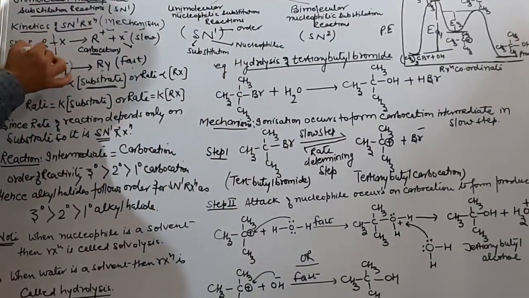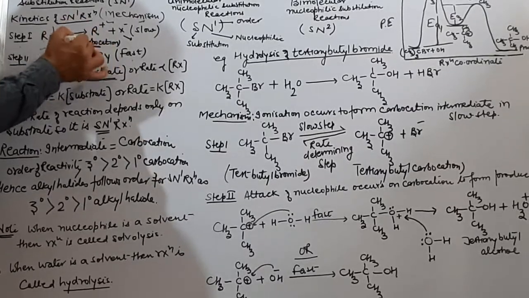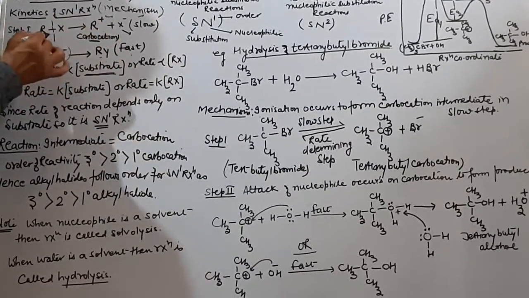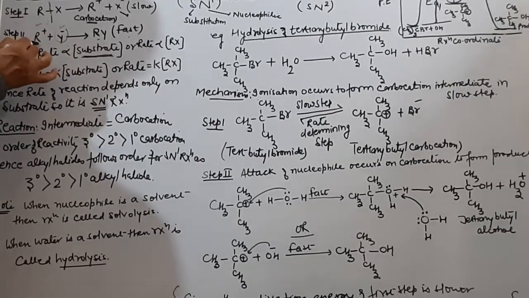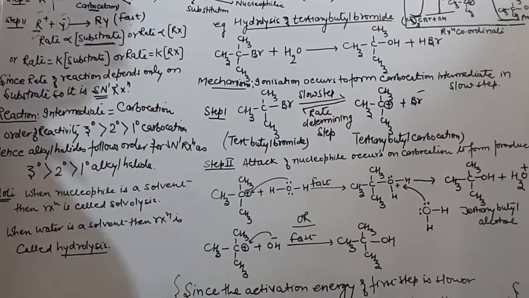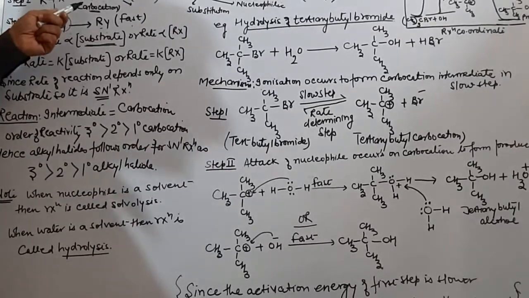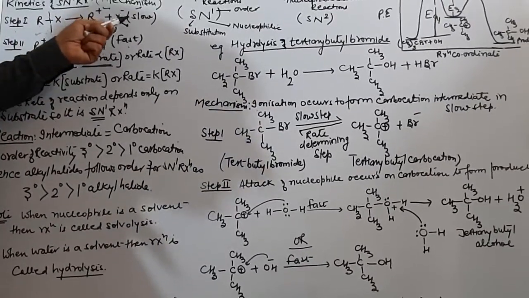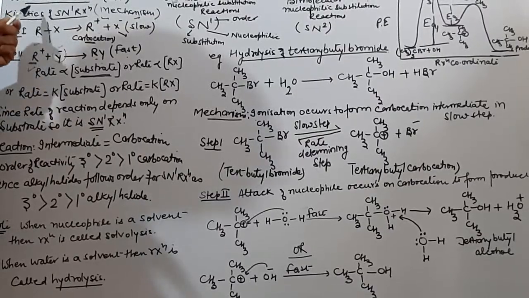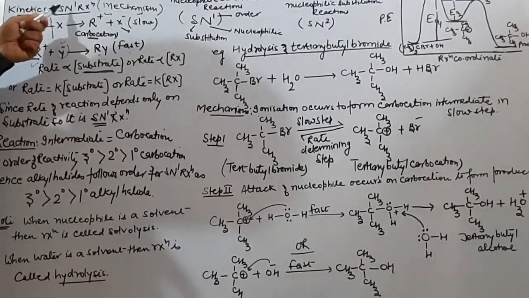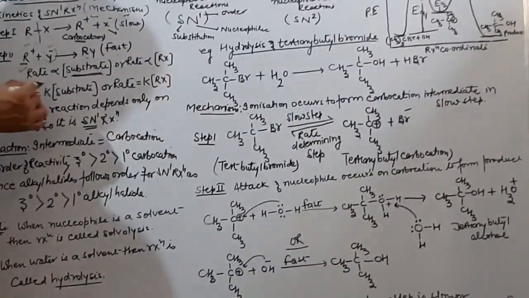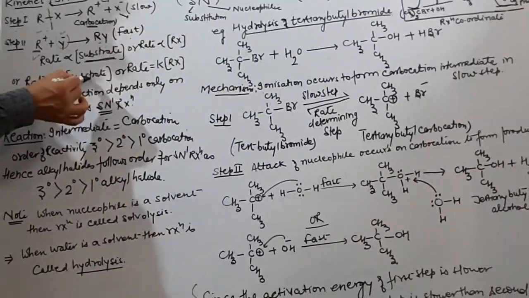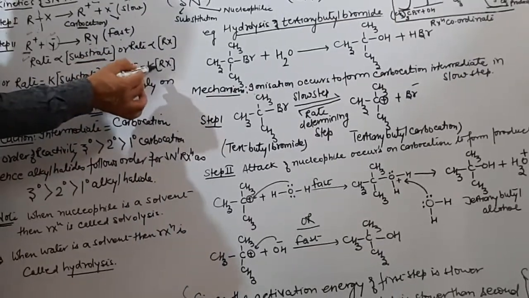So in the first step, the cleavage of the R-X bond takes place to form the reaction intermediate carbocation. In the second step, the nucleophile, which is a stronger nucleophile, attacks the carbocation and results in the formation of a product. Since the rate determining step of the reaction is always the slowest step, we may say that this reaction is a first order nucleophilic substitution reaction. See over here, rate of a reaction depends only on the substrate. And what is the substrate over here? Alkyl halide. So rate of reaction will be equal to RX.